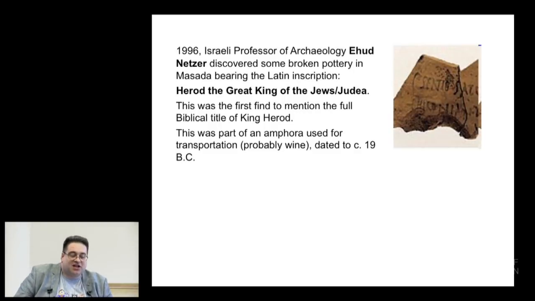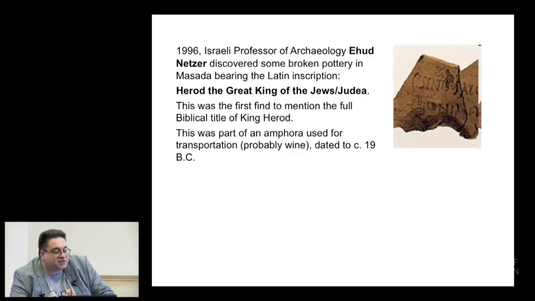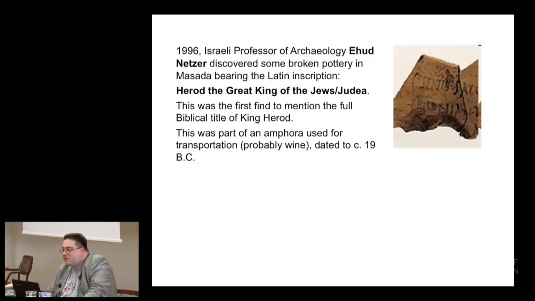In 1996, Professor of Archaeology Ehud Netzer discovered some broken pottery in Masada that bore a Latin inscription, and that inscription said, Herod the Great, King of the Jews, or King of Judah. And that's the first find that mentions the full biblical title, the full title that the Bible uses of King Herod. It's part of an amphora, or a sort of wine vessel, dates to 19 BC. So even the way in which the Bible refers to that king is independently verified.